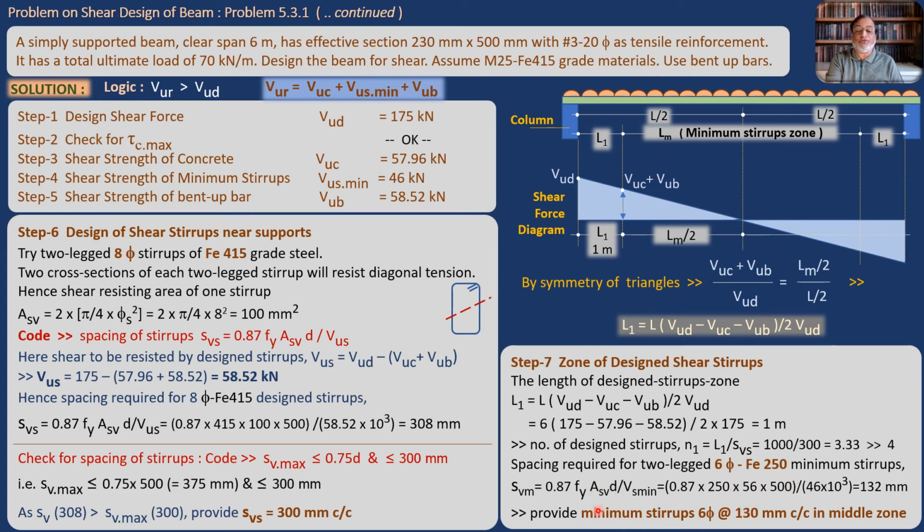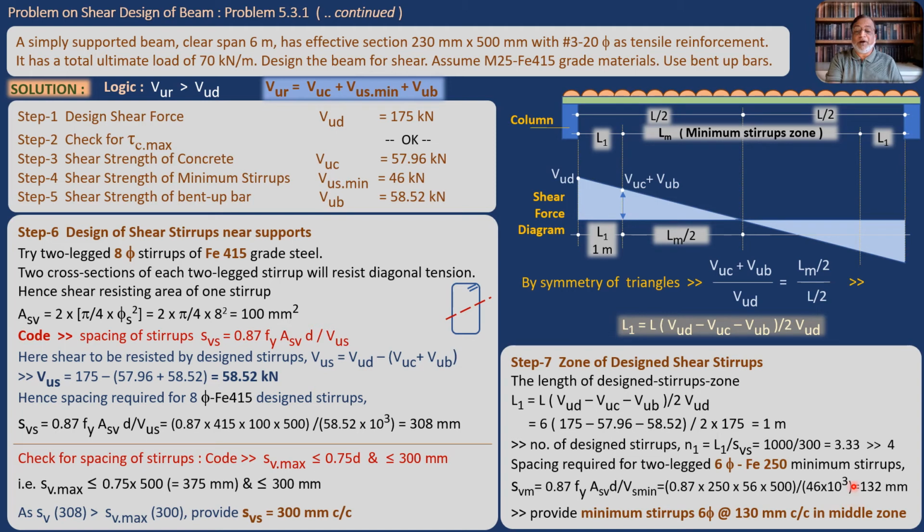It is ASV. Again it is a 2-leg stirrup, but the bar diameter of stirrup is 6 mm. So 2 cross sections of 6 mm will give us 56 mm square. Just as this has given 100 mm square, we will get 56 mm square here. This D is 500, the same thing, upon VUS minimum. VUS minimum is 46 into 10 raised to 3.